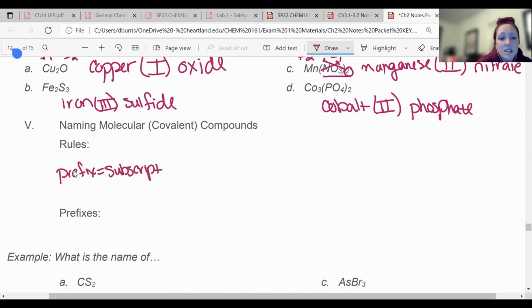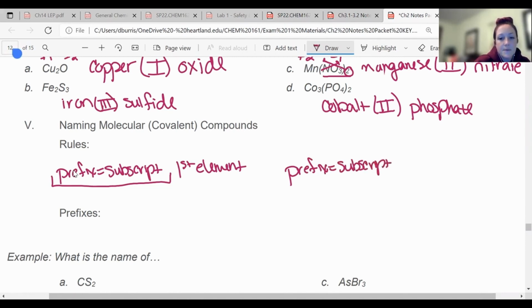Okay, so no crisscrossing, no figuring out charges. These don't have charges, remember, they're not ionic. So the prefix is the subscript, and then you would name your first element. And then you would do it again for the second one. The prefix equals whatever its subscript is. And then you would name your second element. But then you need to add an IDE at the end. So everything should end in IDE except if it's a polyatomic ion. That's the only time it won't.